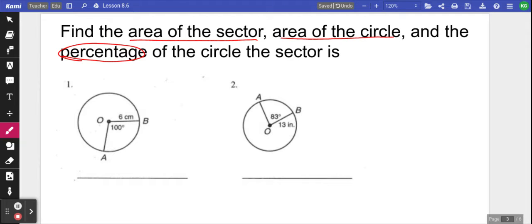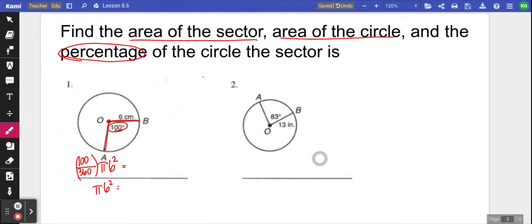So according to my formulas for the area of the sector, I'm going to start with the degrees over 360. So looking here, I have this angle of 100 degrees over the whole circle, which is 360. And then I'm going to multiply it by my formula for a circle, which is pi radius squared. I also am going to type in just the pi radius squared because it asked me also to find the area of the circle.